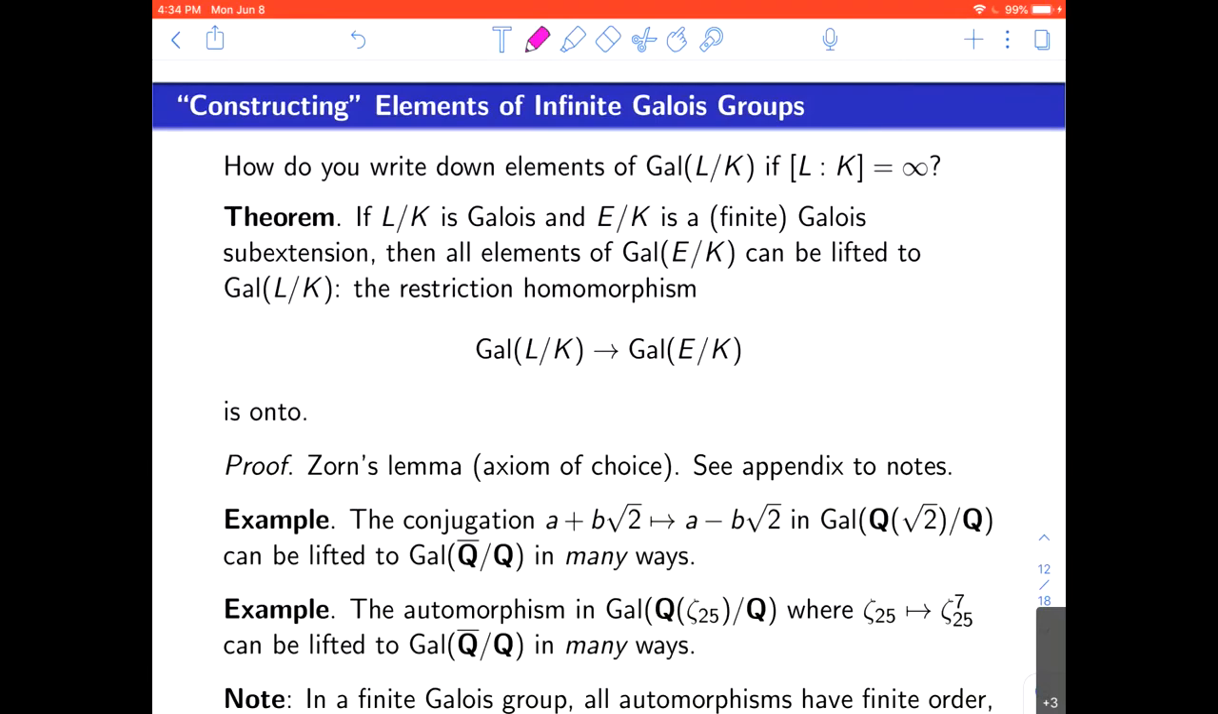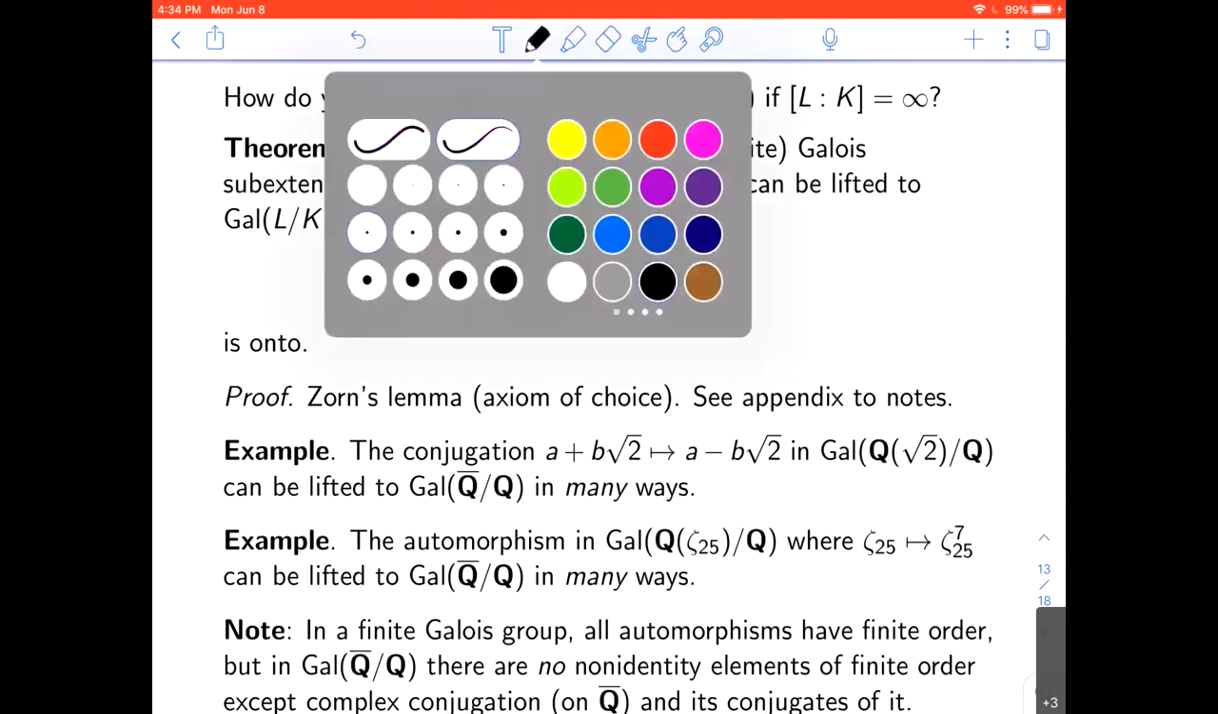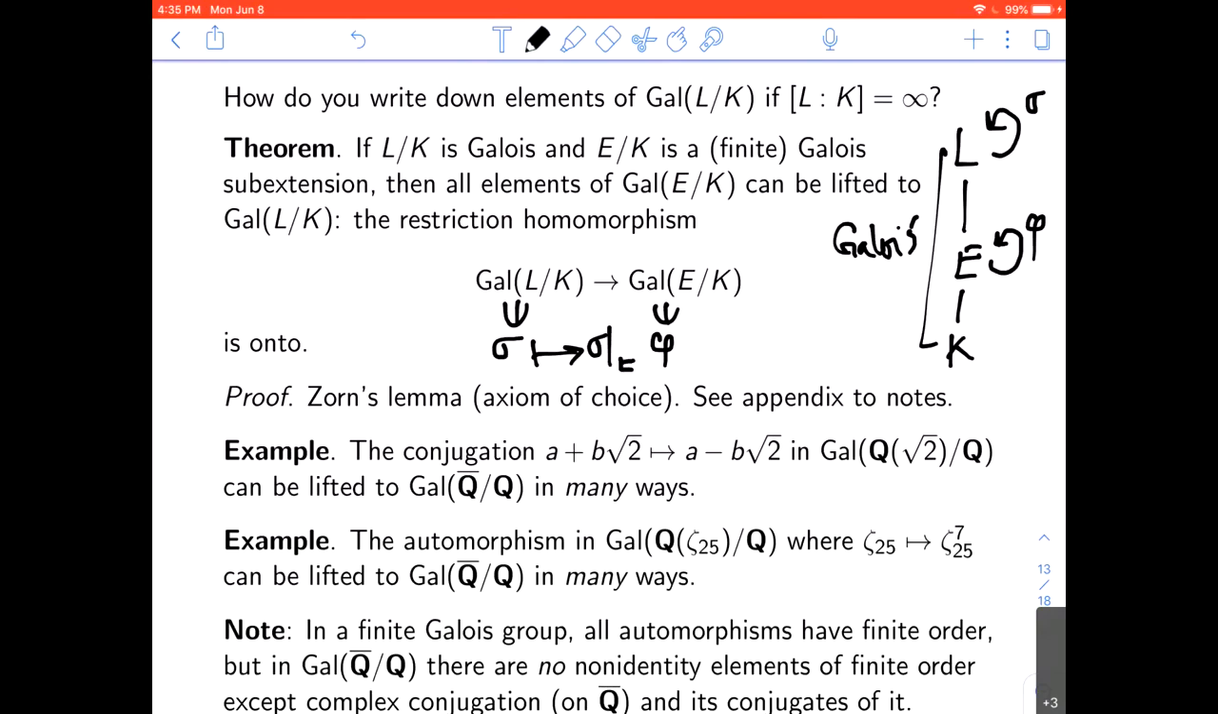And so what we have to be relying on is a basic theorem that involves the axiom of choice, which says that if you have a Galois extension, possibly of infinite degree, and an automorphism phi of E that fixes K, then you can find an automorphism sigma that fixes K. So you pick an element phi in there, and you want an element sigma whose restriction to E is phi. So there's kind of a lifting of automorphisms.